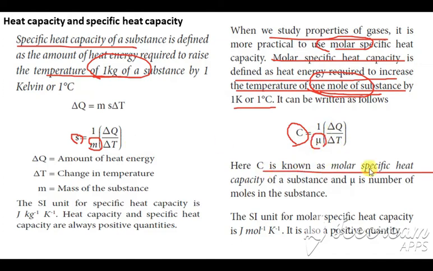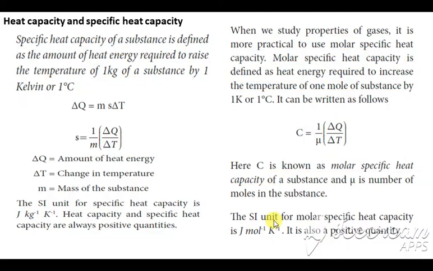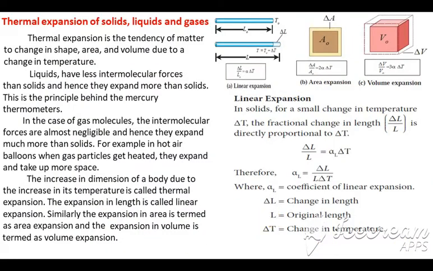C is said to be the molar specific heat capacity. The unit is J per mole per K, that is J mol^-1 K^-1, and these are always positive quantities. Okay, clear?